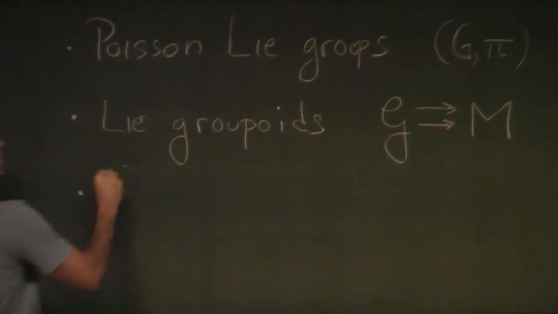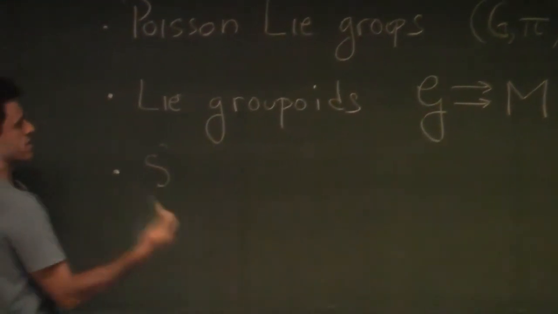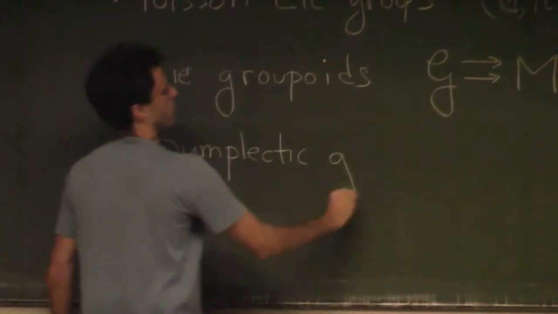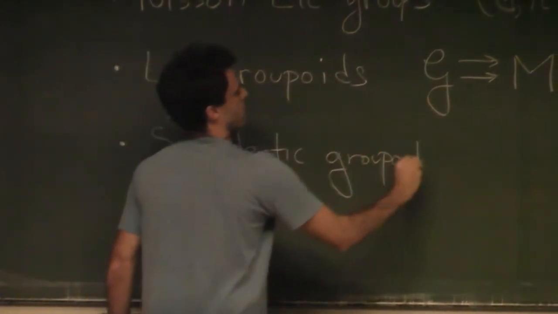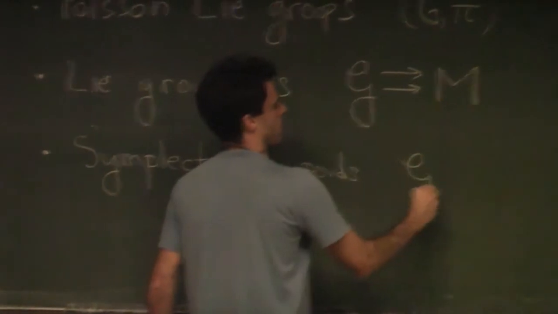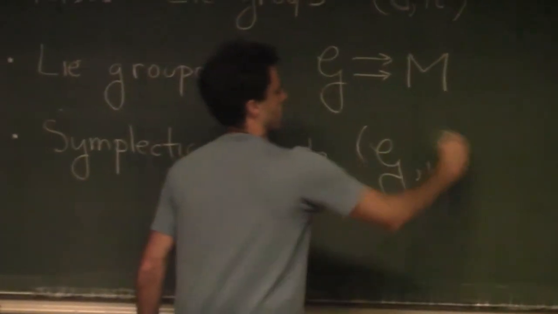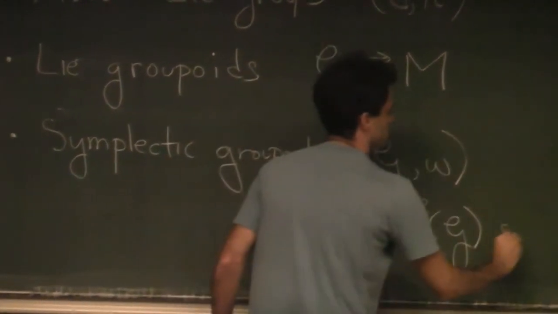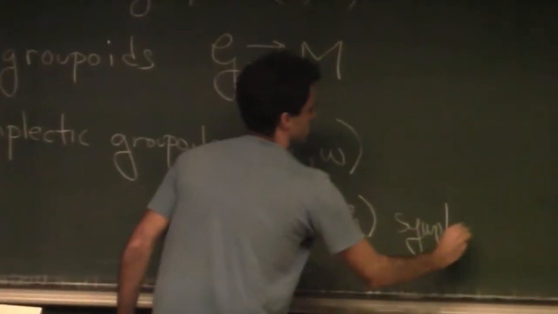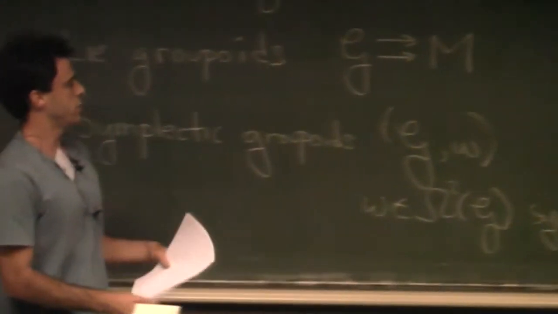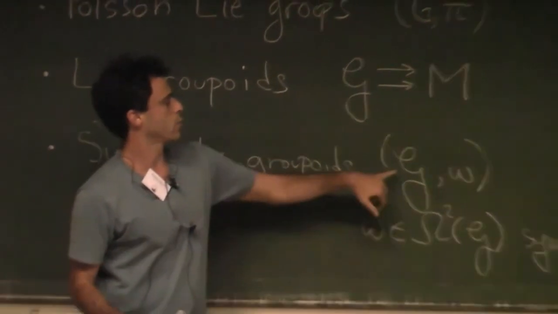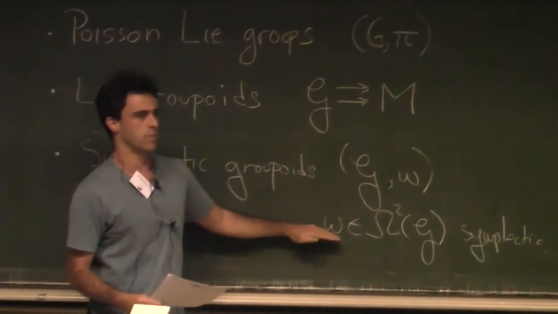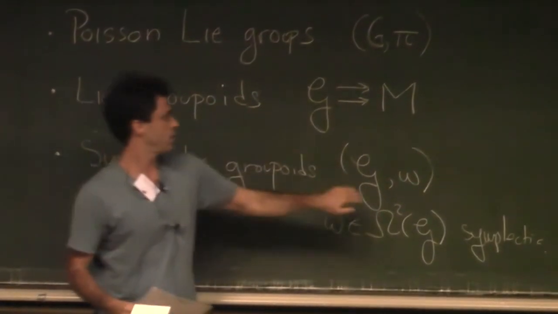And then we spoke a bit about how to couple groupoids and symplectic structures. They're symplectic groupoids. Here the compatibility condition between the symplectic form and the groupoid operation was that the graph of the multiplication was a Lagrangian submanifold of the triple product of the Lie groupoid.